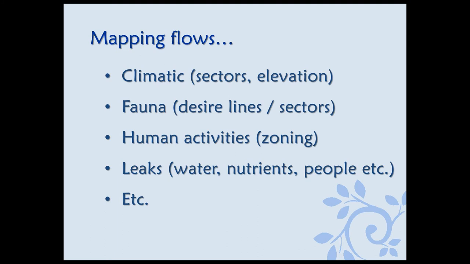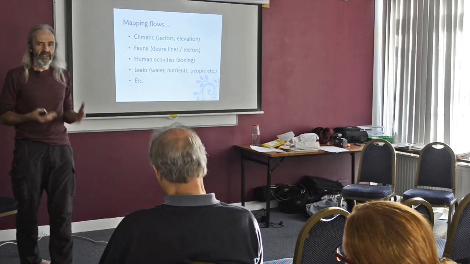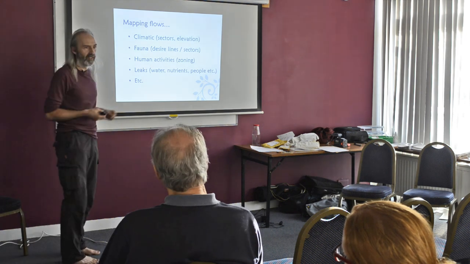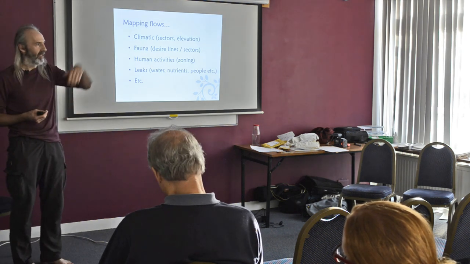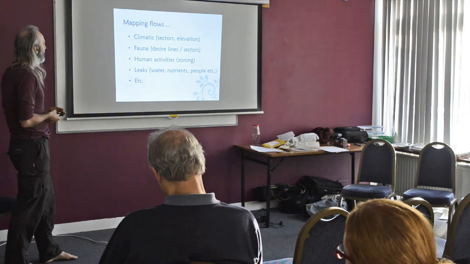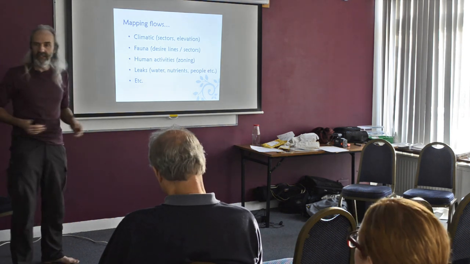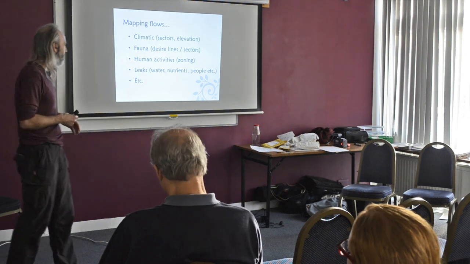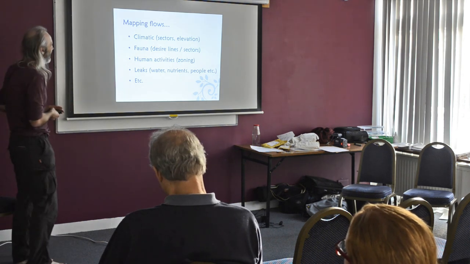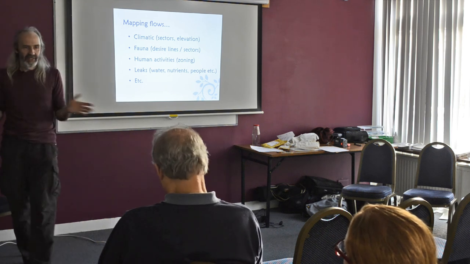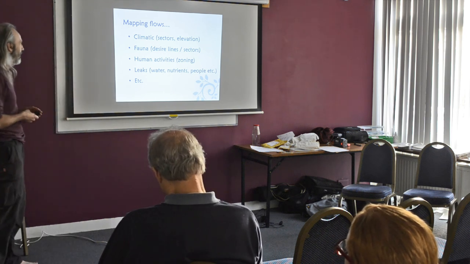So if we think about what these flows are, there are some familiar words up there perhaps. We have climatic flows, things like wind and the sun and water flows and so on. We talk about sectors, we talk about slope and how things flow on slope. We have animals in the landscape: desire lines, so badgers, deer, things that come into your garden, slugs perhaps. And sectors, so you might have a wildlife sector where the wildlife comes into your space.